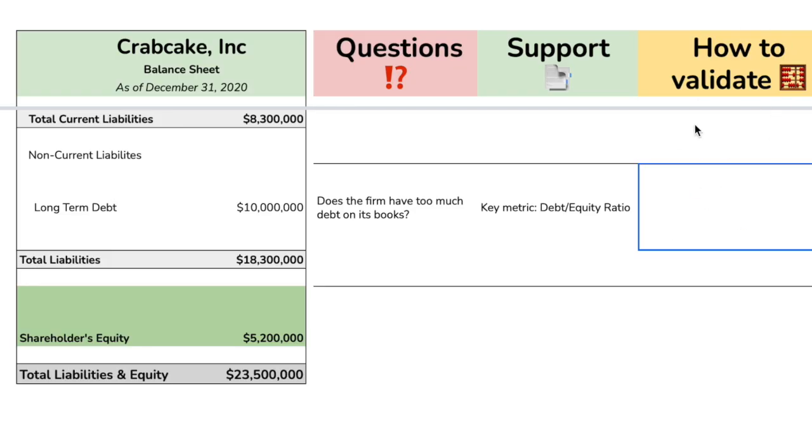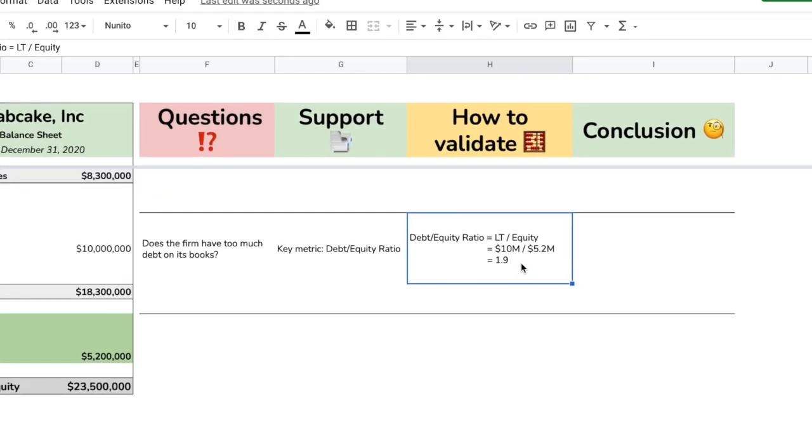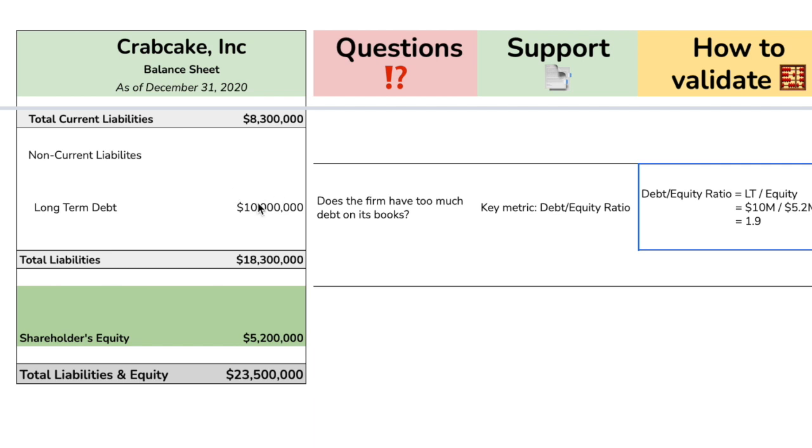And so this means the way to validate is to calculate the debt to equity ratio, and the calculation will go like this. We'll take long-term debt, in this case $10 million, and we'll divide that by $5.2 million, which is the amount of shareholders' equity, and that will give us a factor of 1.9. Now, we'll take that 1.9 factor and benchmark it against companies in the same industry.